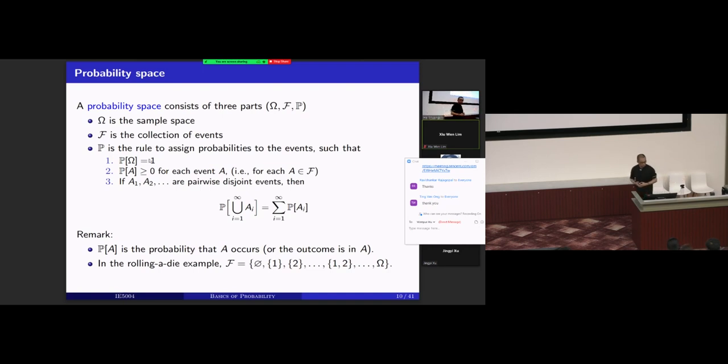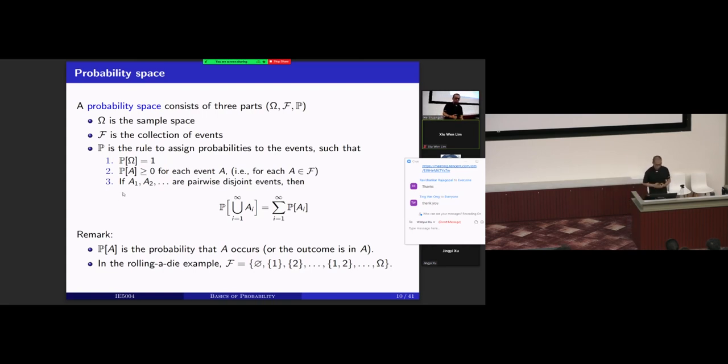The second requirement is that for an arbitrary event A, the probability of A must be bigger than or equal to 0. It's also very easy to understand. Probability is a long-run relative frequency, and a relative frequency must be a number between 0 and 1. If you take a limit of a series of numbers which are all above 0, the limit cannot be below 0, right?